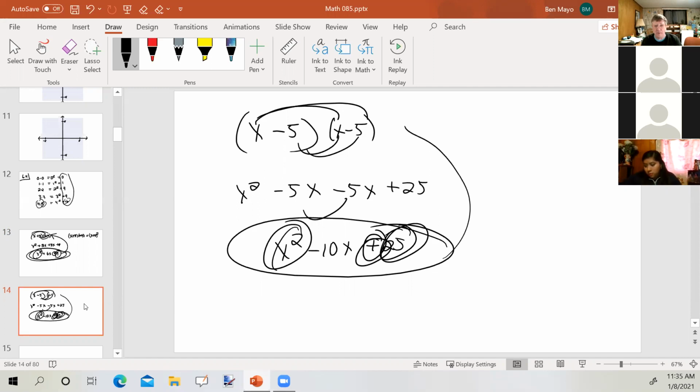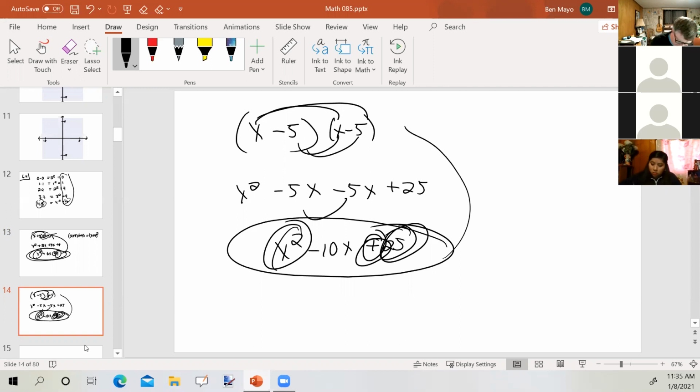Why do we care about perfect square trinomials? Well, if we're trying to factor a trinomial, and we can see that it might be a perfect square, it's easier to factor it that way than to use the other methods that we've been looking at. So let me give you some examples here.